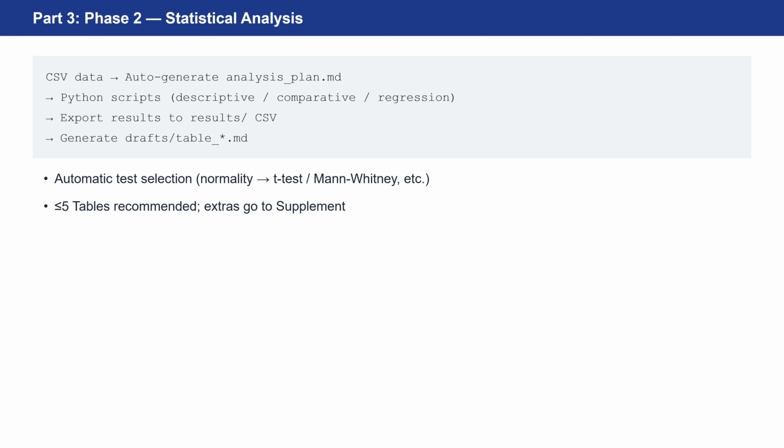Place your CSV data in the data folder, and the system auto-generates an analysis plan, detecting variable types, assessing normality, and selecting appropriate tests. Python scripts are generated for descriptive statistics, group comparisons, and regression if needed. Results export to CSV, from which tables are automatically created. We recommend 5 or fewer tables, with the rest in supplements.